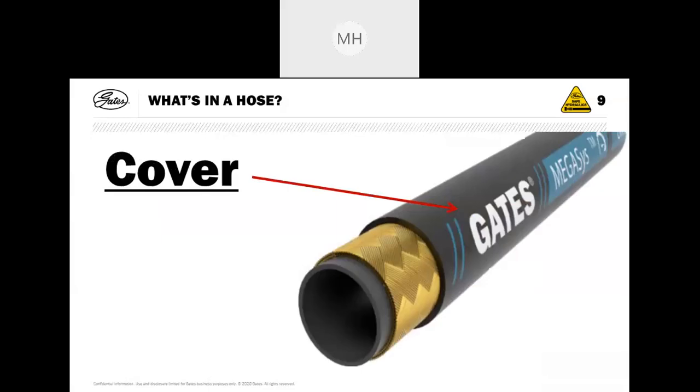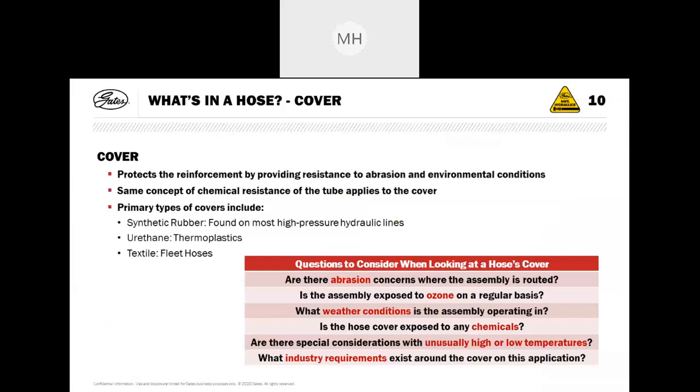All right, let's have a chat about cover. So the cover does a number of things. It protects reinforcement by providing resistance to abrasion and environmental factors. It has the same concept of chemical resistance as the tube.